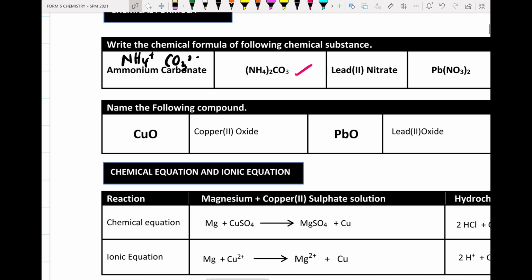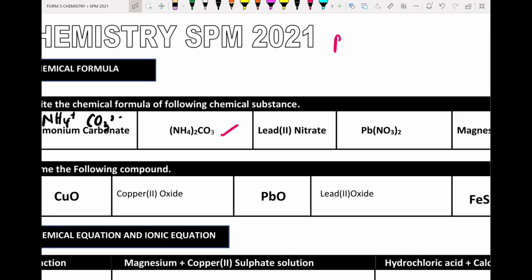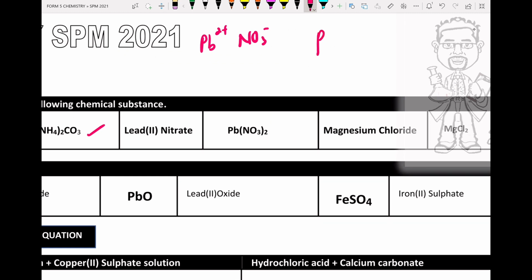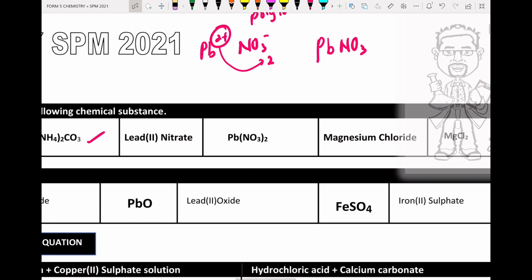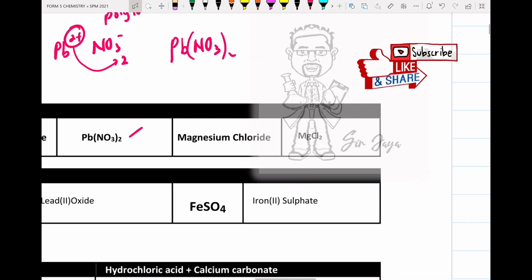We try to do the next one, lead nitrate, lead ion Pb2 positive, nitrate ion. During chemical reaction, how to do the equation, Pb and NO3. So when this is 2, the 2 goes here. Okay, the 2 goes here. So we need to do bracket. Why? Because this is known as polyion. Polyion, when we cross and get 2 or more, we must do bracket. Alright, so this is the formula.